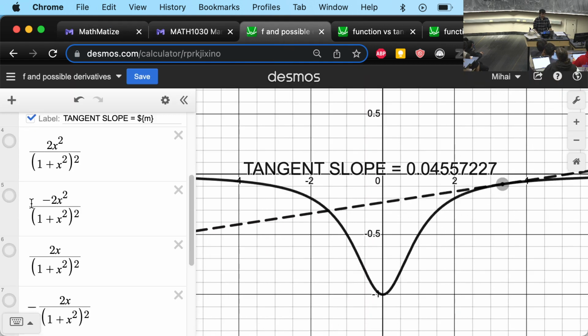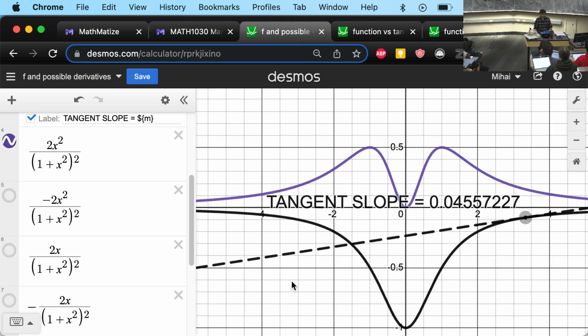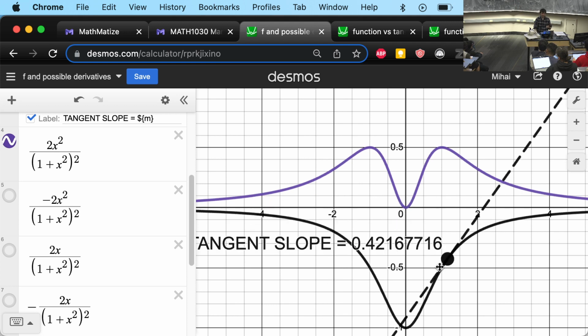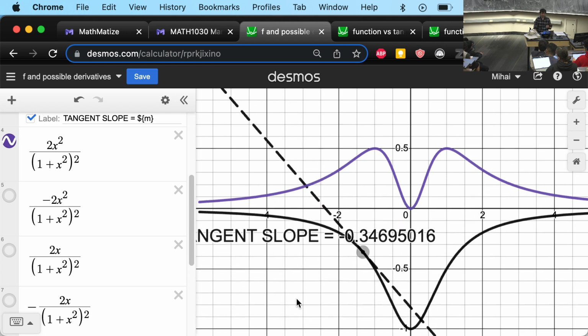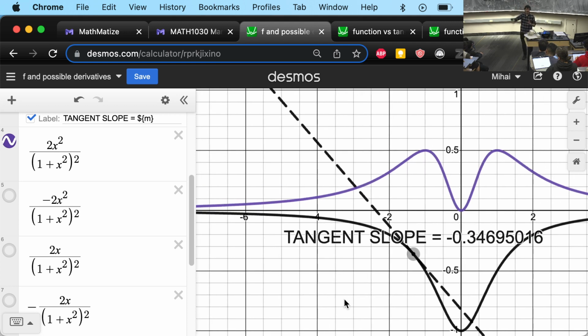Purple is this one. This purple function is always positive. So if you think the purple function is the right answer, that would mean the tangent line is always positive slope going up. But we saw that the purple slope can't be right because the slope of the tangent line is negative here. So the purple is not right.